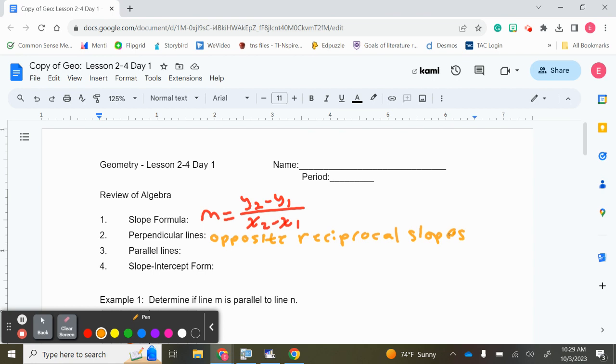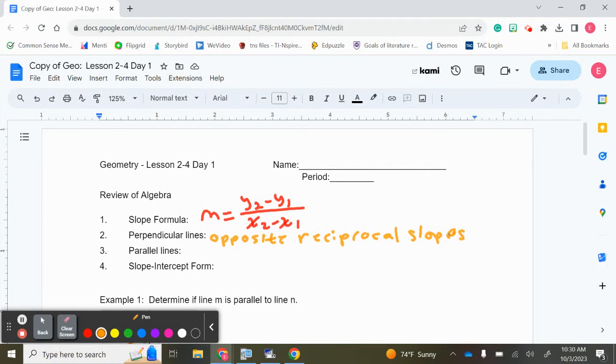What do we mean by opposite? Who can tell me? Anybody? How about this? If it's positive, what's the opposite of positive? Negative. What's the opposite of negative? It's positive. So that's what we mean by opposite.